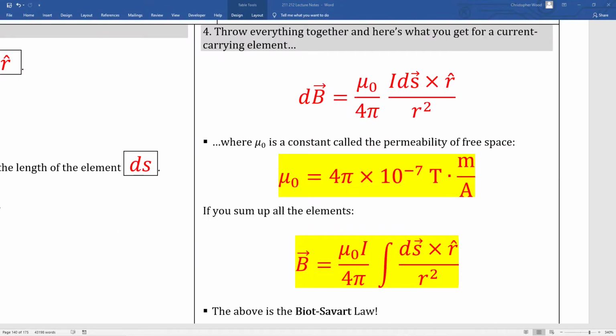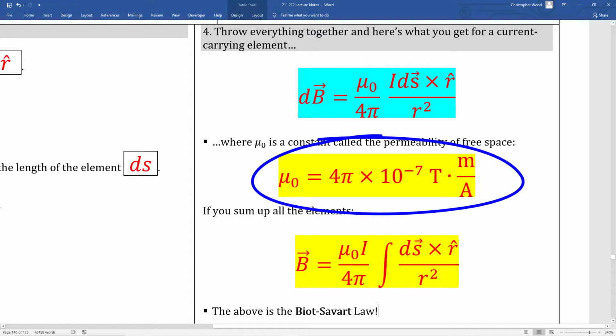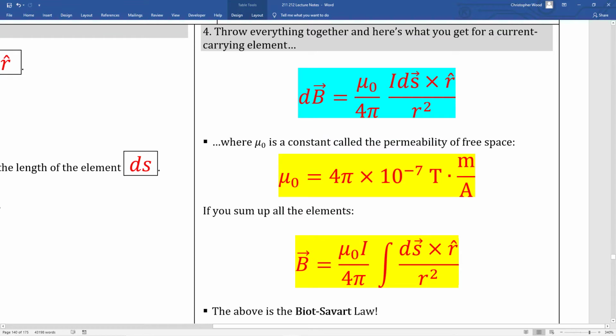So if we put everything together, we get this expression, which conveys the magnitude and direction of the magnetic field produced by an infinitesimally small current element at some point P, a distance r away from that element. This is our fundamental building block. Pretty much everything that follows in this chapter is based on this expression. We introduce a new constant. Mu naught is a constant called the permeability of free space.